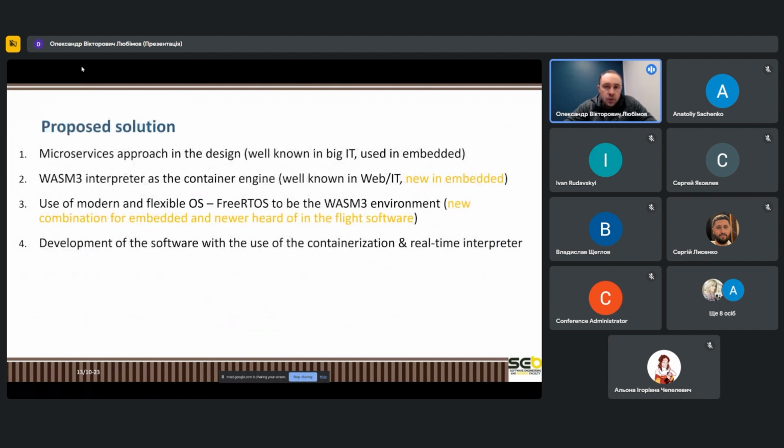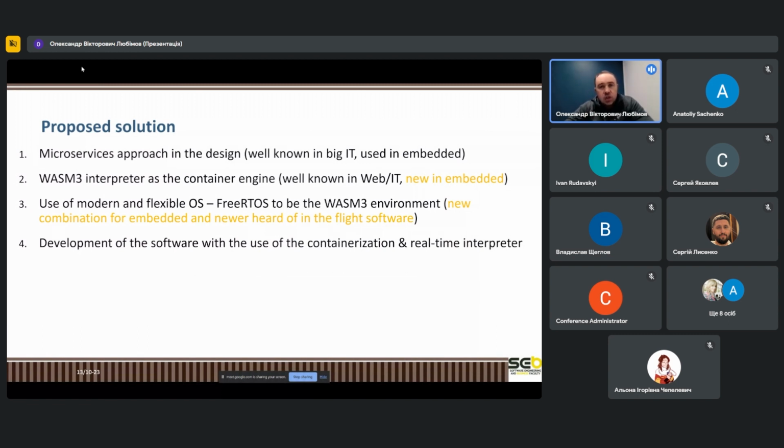What we propose in our paper, and what is novel here. First of all, we propose to use a microservices approach for different functions of the satellite. Well, this is known in big IT and also used in embedded systems. But then we want to combine the microservices approach with introducing an interpreter, a real-time interpretation engine that can interpret the business functions that are developed for the purpose of the CubeSat.